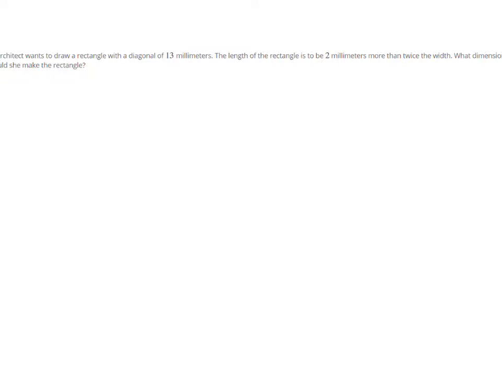All right, let's see what this one says. It says an architect wants to draw a rectangle with a diagonal of 13 millimeters. The length of the rectangle is 2 more than twice the width. Oh, okay, so that's a little bit wormy. They talk about the diagonal. I'm going to draw a picture, I think. Here we go. We want a rectangle. It did say that the diagonal is supposed to be 13.